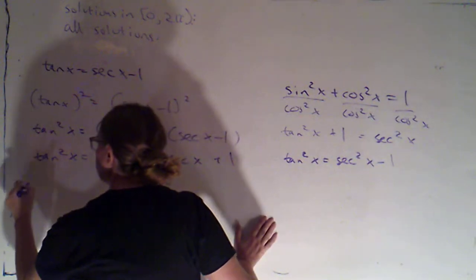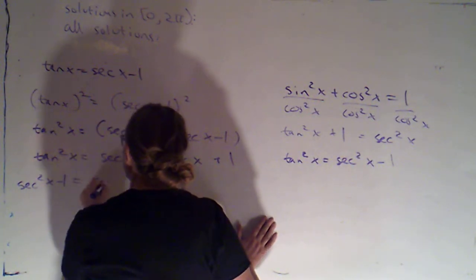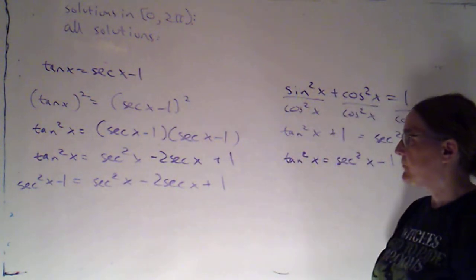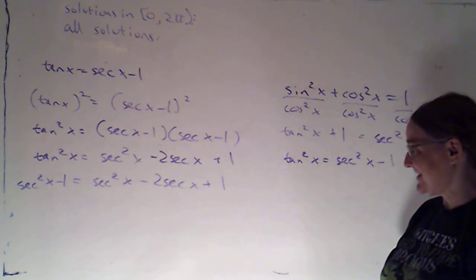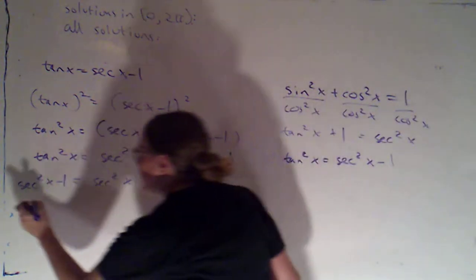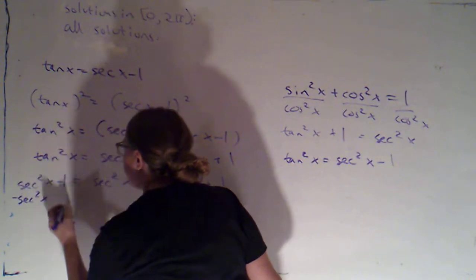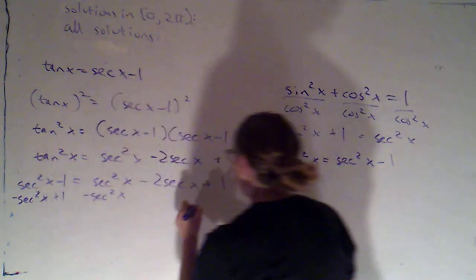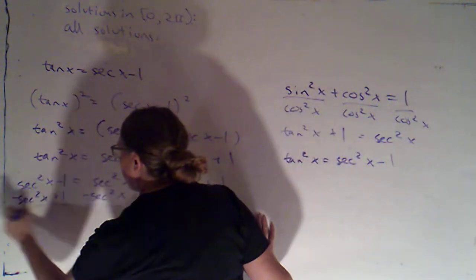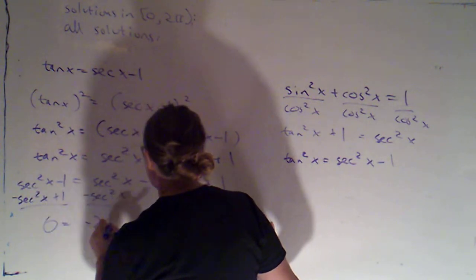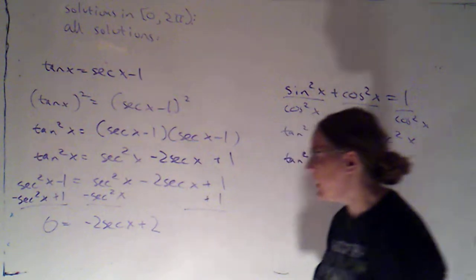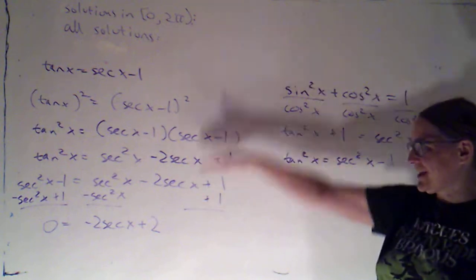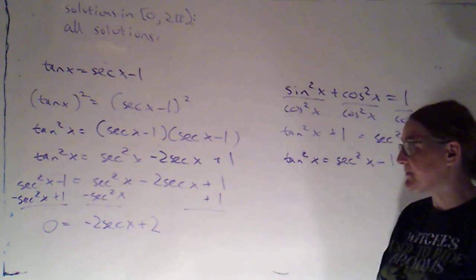So now I can replace this with secant squared x minus 1 equals secant squared x minus 2 secant x plus 1. This is nice. It's a quadratic in secant, but notice, when I move this over to the other side, the secant squareds are going to drop out. I'm going to also move over the plus 1. But now I've got 0 is equal to negative 2 secant x plus 2. That's awesome. It's not a quadratic anymore. So I started with what looked like it was a quadratic, but the squared term actually drops out.